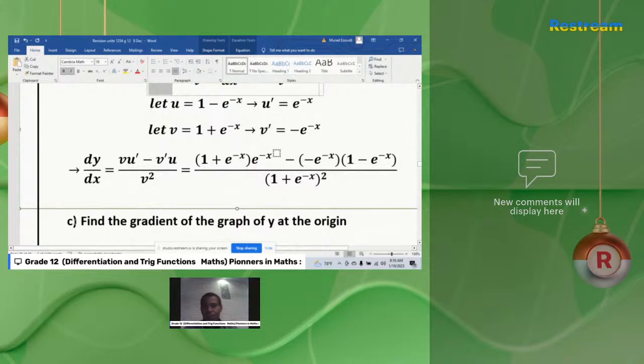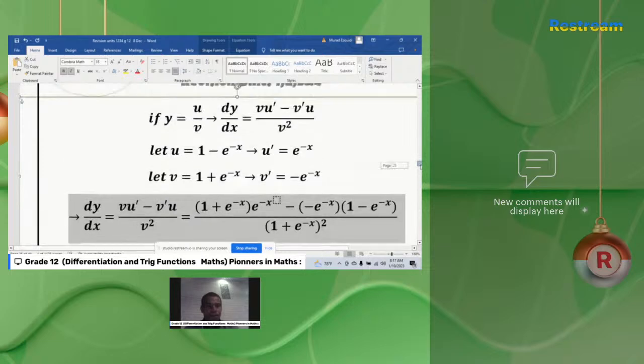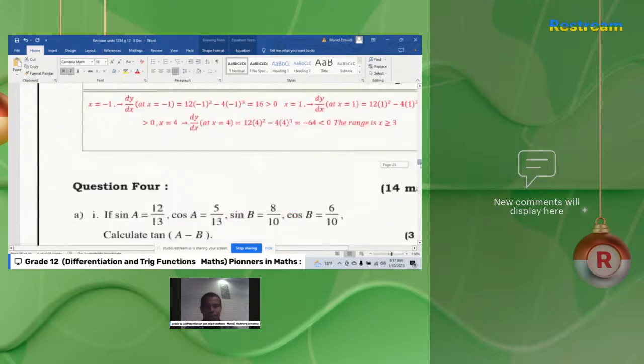Now, learners, I will go to this one. Okay. I will simplify now. I will make dy with respect to x, or y dash. Copy. Then I will go here to complete the question.